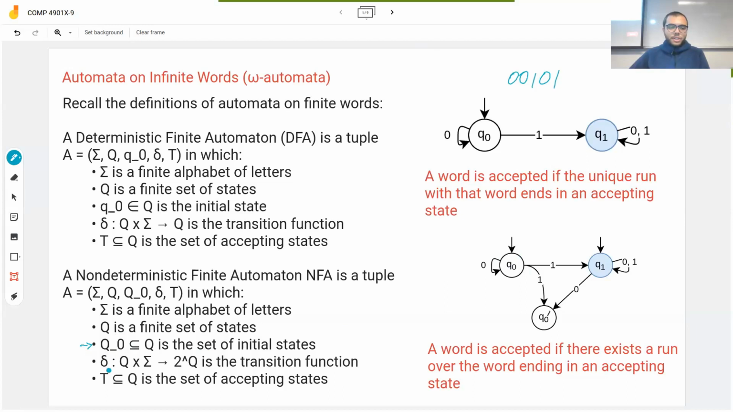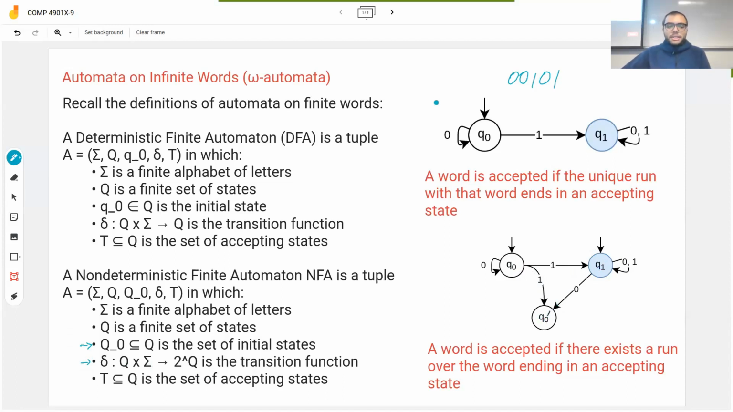And then my transition function also changes. Previously, the transition function said, if I know which state I'm in and what letter I'm reading, it gives me the next state. But here it says that given a state and the letter that you're reading, I'm going to give you a set of states, and you can transition to any of them. Okay? So these are the two parts that have changed. And again, I gave you an example here. If I'm at Q0 and I read the letter 1, I can go to both of these places. Similarly, if I'm at Q1 and I read the letter 0, I can take this transition and remain in Q1, or I can take this one and go to Q0.